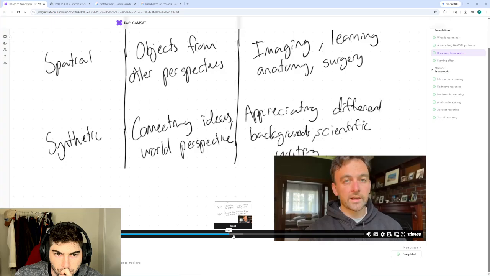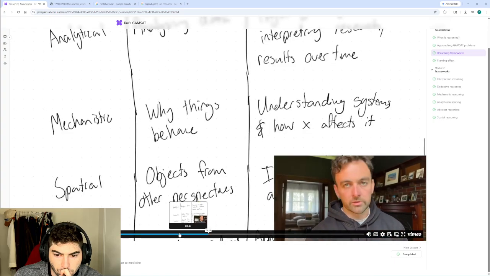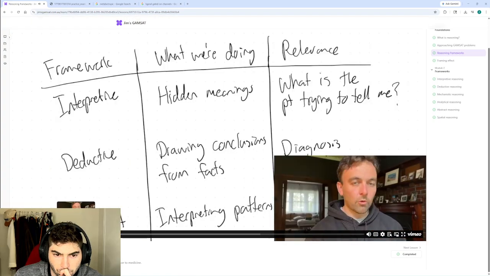Second to last is spatial reasoning. Now, this is when you need to interpret X-rays and things like that, or CTs. You need to be able to follow vessels and determine what's behind what and where things should be. Okay, so we're going to go through all my frameworks. It's really messy.